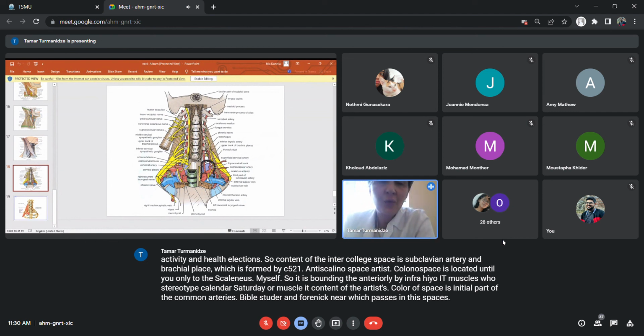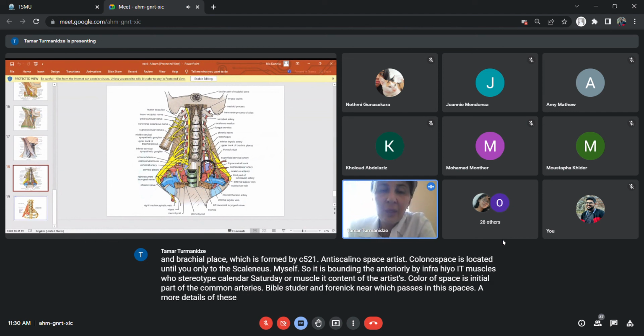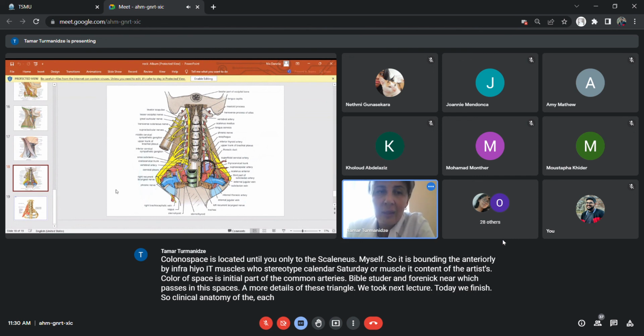More details of this triangle we will talk about next lecture. Today we finish. The clinical anatomy of each triangle and its content we will discuss next lecture. We don't have time now.